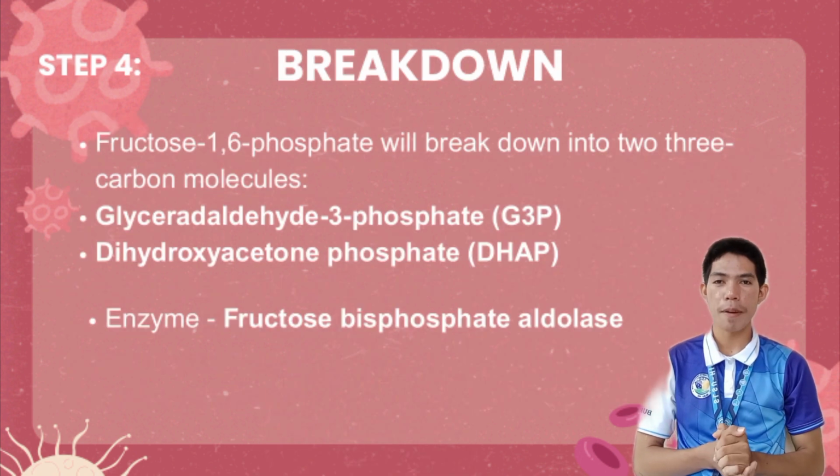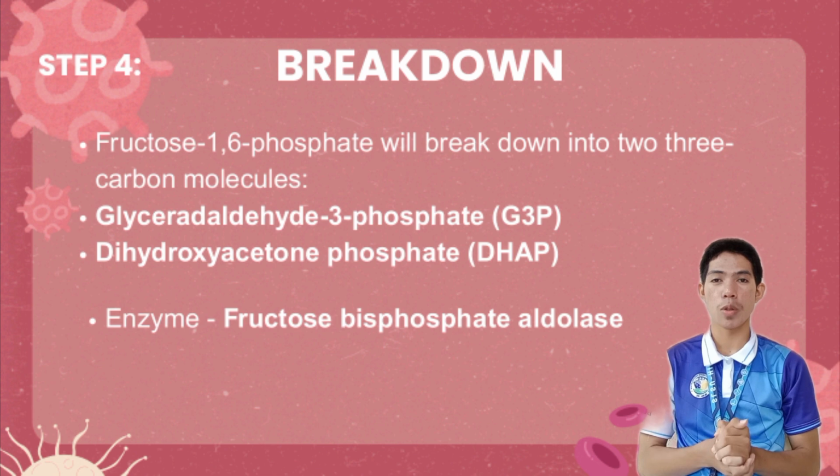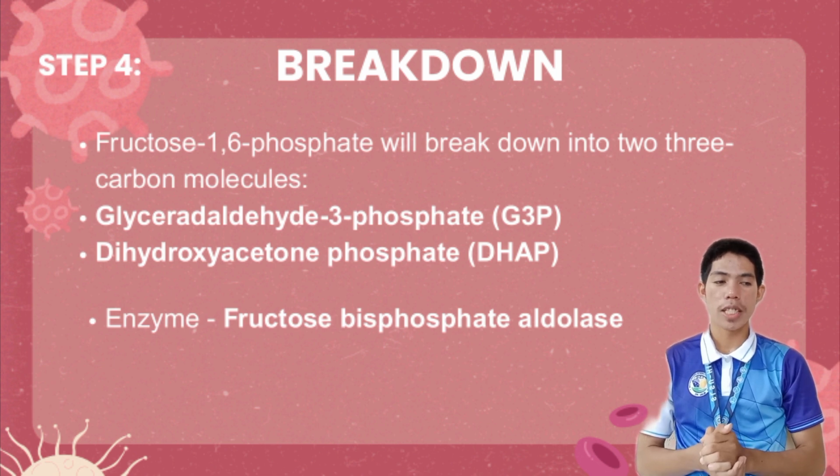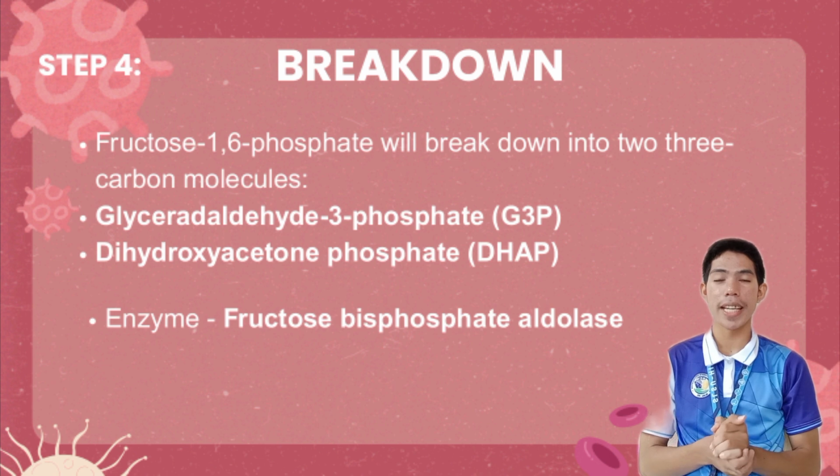So next, step 4, breakdown. Fructose 1,6-bisphosphate will break down into two 3-carbon molecules. So it means that fructose 1,6-bisphosphate ay magdi-divide na naman into 2. So we have glyceraldehyde 3-phosphate or G3P and dihydroxyacetone phosphate or DAP. And our responsible enzyme for step 4 of glycolysis is fructose bisphosphate aldolase.